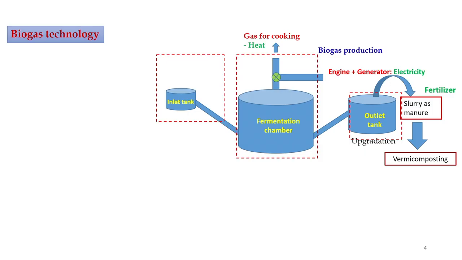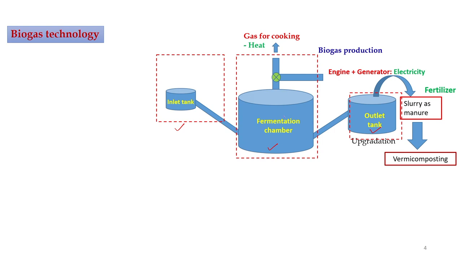Now, let us have a look at the technology. If we talk about biogas technology, it comprises three components: inlet tank, fermentation chamber, and outlet tank. Sometimes we call this inlet tank the mixing chamber. Here we mix the feedstock with water at a regulated percentage, and then we introduce it into the fermentation chamber where microbial activity will take place.